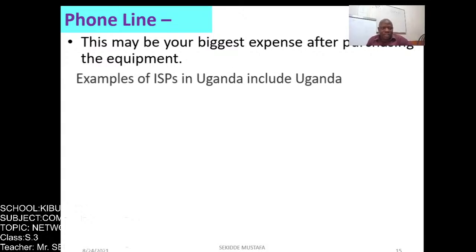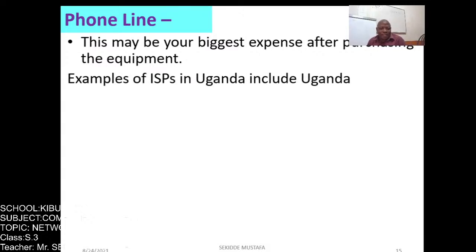Then the other aspect you are seeing is a phone line. You know that some of your parents have been forced to buy phone lines in their name, because when you buy a phone line, you have to register it in your name. And that is what we are looking at now. So this may be your biggest expense after purchasing the equipment. You buy a phone line. But you know, in Uganda, phone lines are 2,000, it depends.